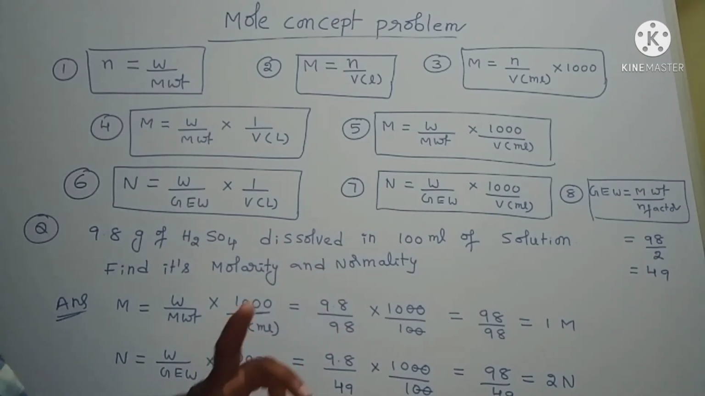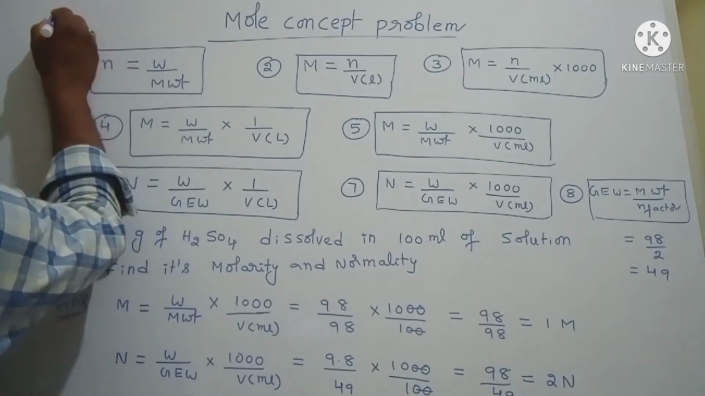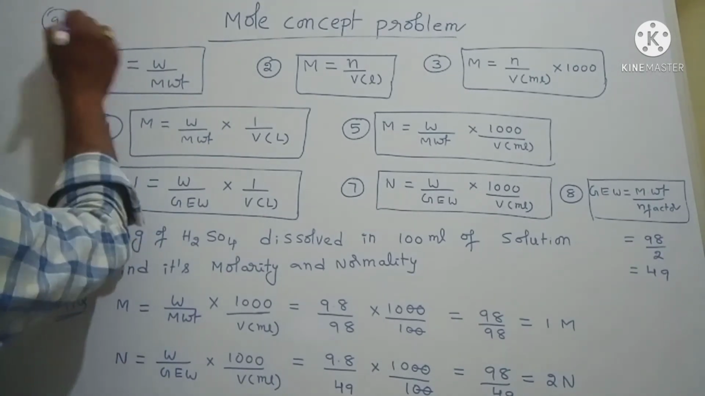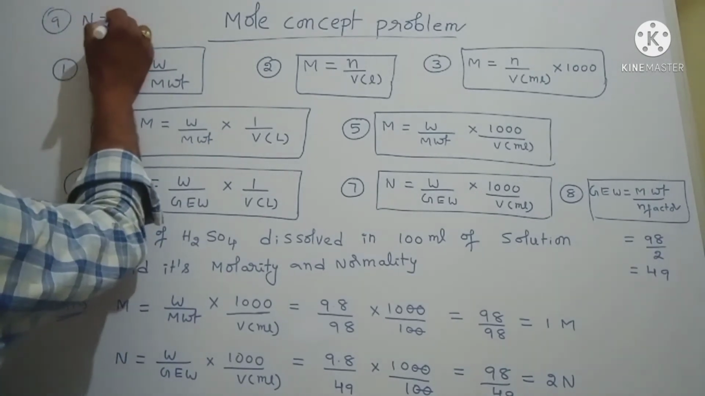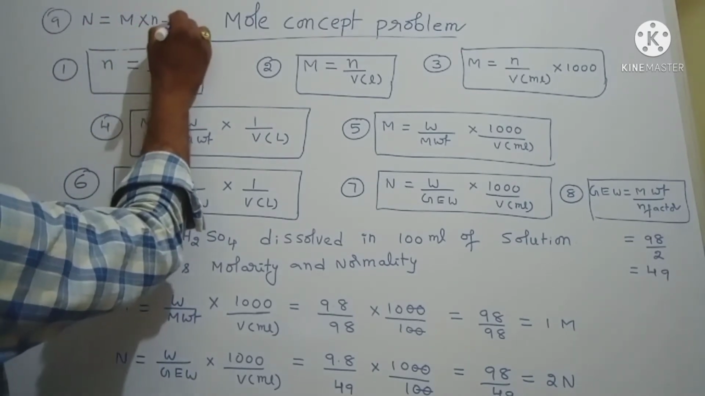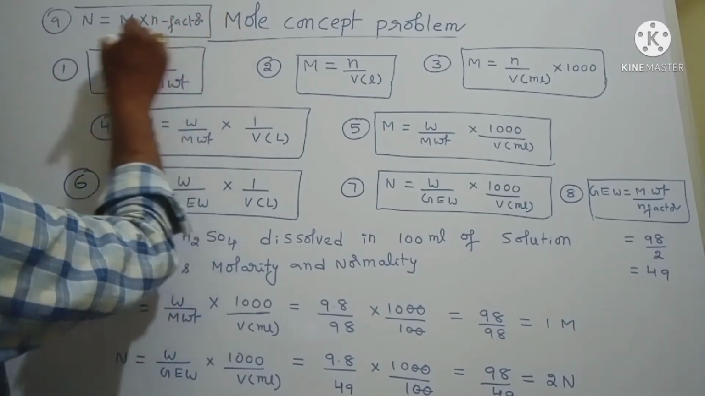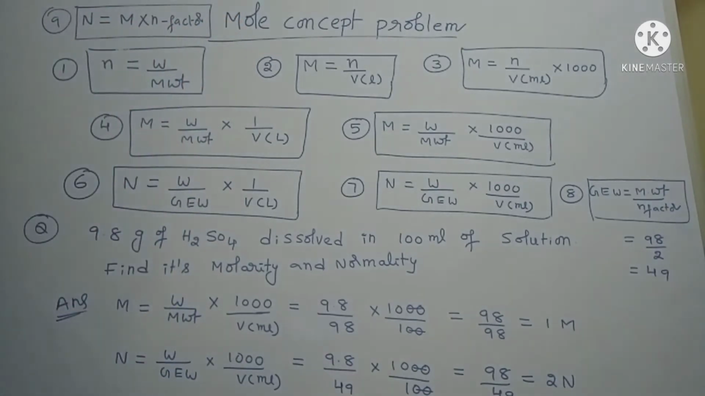So what is the relationship between molarity and normality? Normality is equal to, this is the ninth formula, normality is equal to molarity into n factor. Okay, you should know all these formulas, then only you can answer mole concept questions.